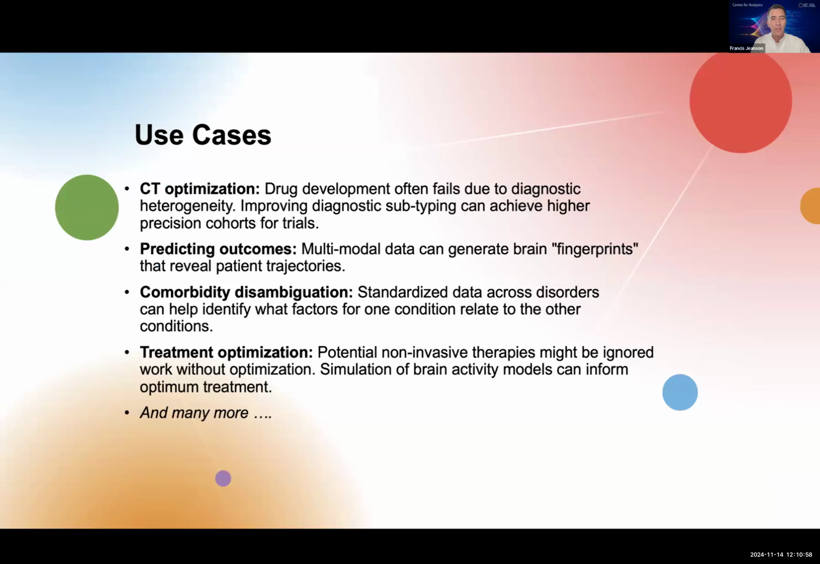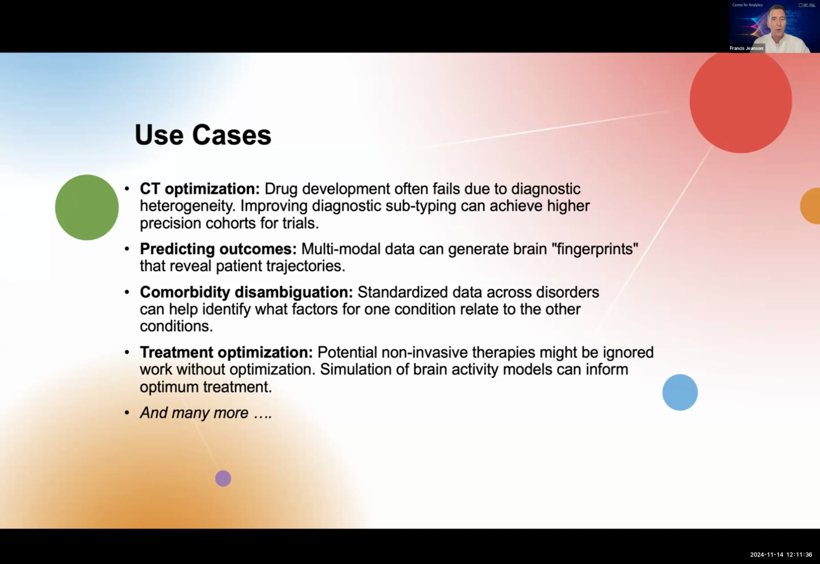When we think about the types of use cases that we see, we think about areas such as clinical trials optimization, where drug development often fails due to the heterogeneity of the data and the complexity of the conditions. So we need to be able to better understand the subtypes of the population so that we can design better trials and ultimately achieve better outcomes. Predicting these outcomes is also a challenge. So we want to develop better brain fingerprints to reveal patient trajectories.